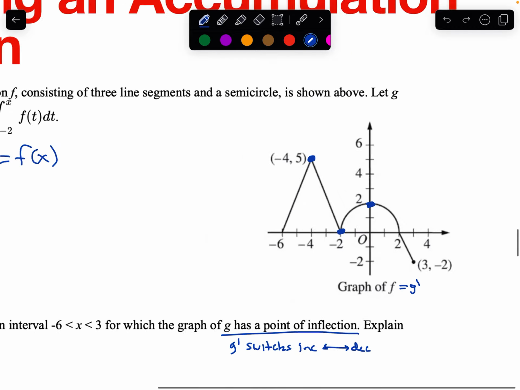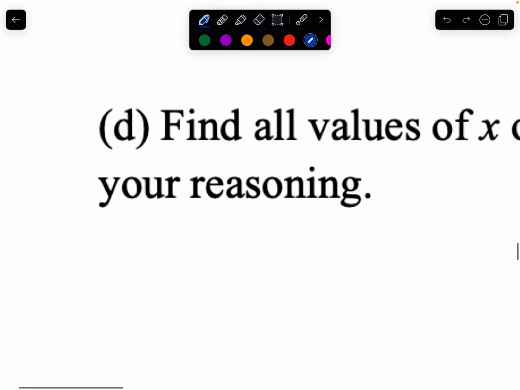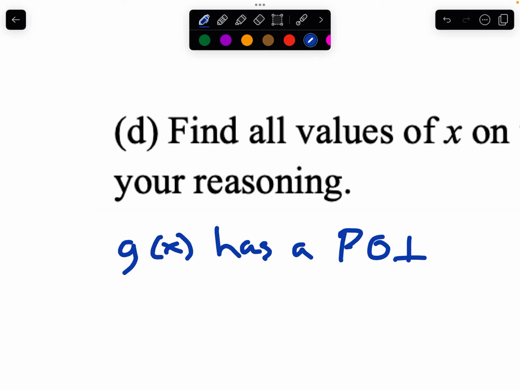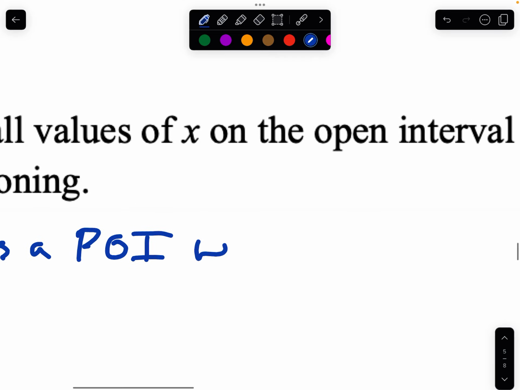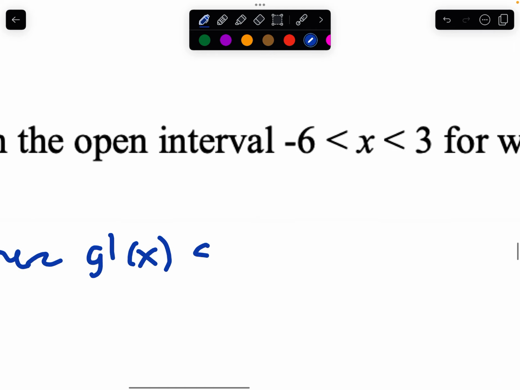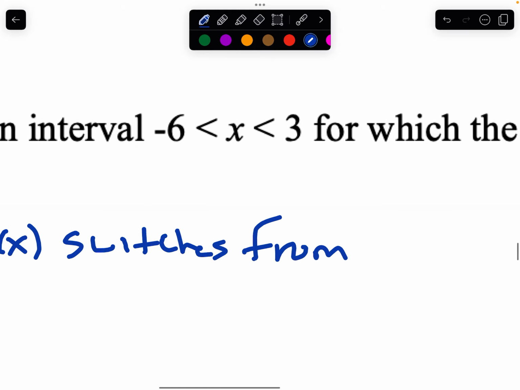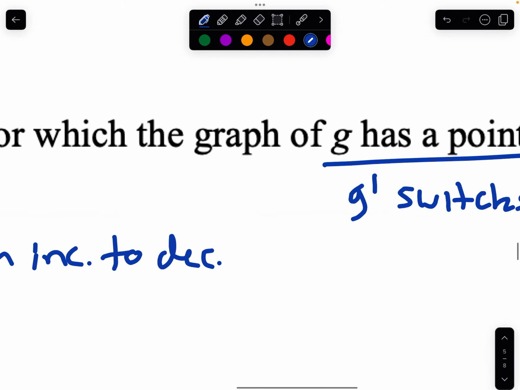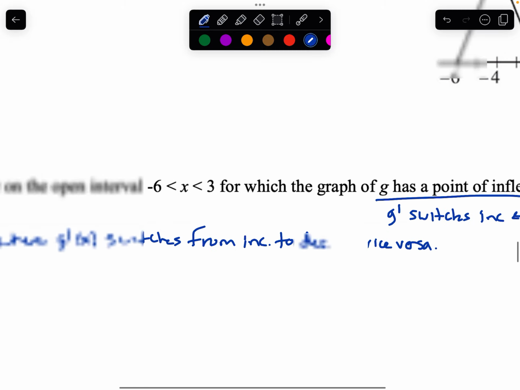Let's take all of this and write it down now. Okay, and there's, of course, different ways that you can organize your work here. I'm going to say it this way. I'm going to say g of x has a point of inflection, I'm going to abbreviate that to save a little bit of time, where g prime of x switches from increasing to decreasing, or vice versa, or the other way around, of course. Okay, that's our justification.